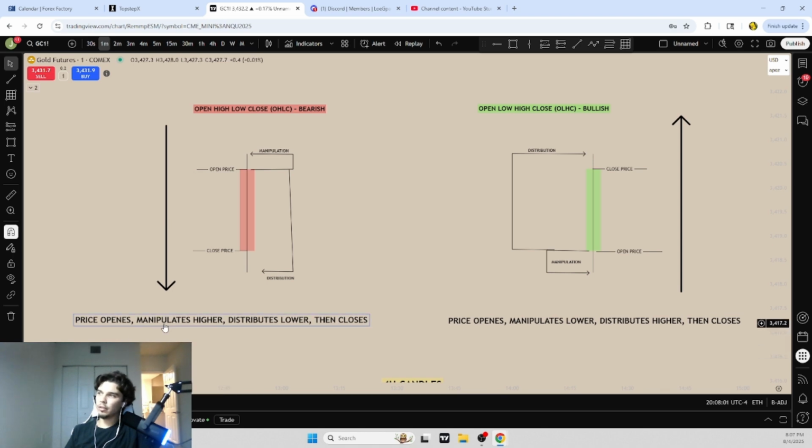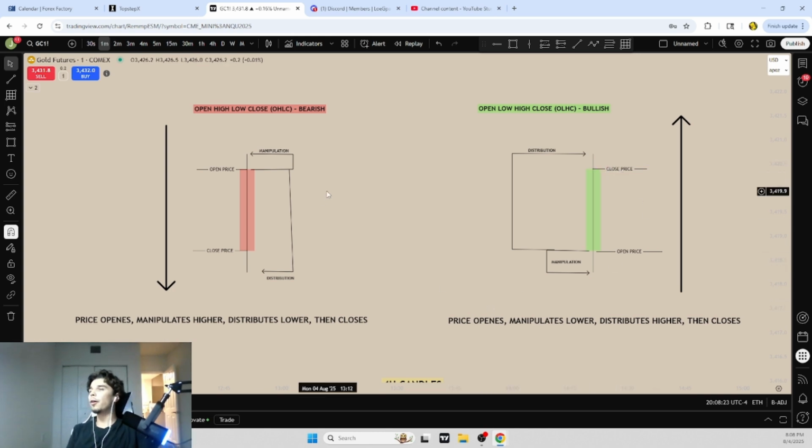Again, one more time. Price opens, manipulates higher, distributes lower, then closes. Exactly right here, right? Open, high, low, close. And then same thing with our bullish. Price opens, manipulates lower, distributes higher, and then closes. Price opens, manipulates lower, putting in the low of the candle or the skid mark or the wick, and then distributes higher, putting in the high, and then retraces just a little bit, closing.